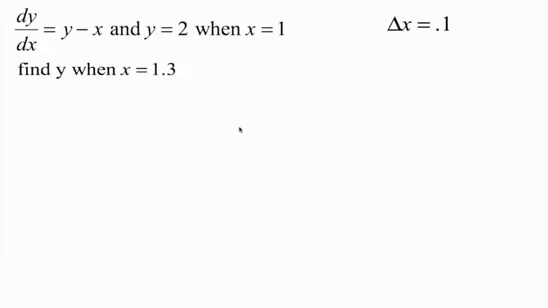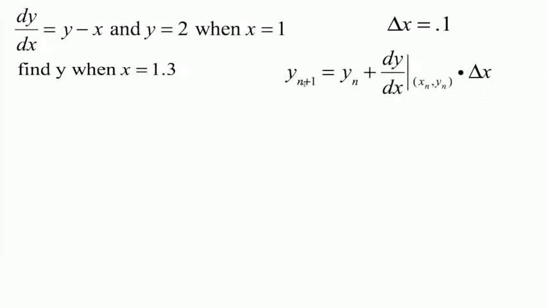All right, what we want to do is find a new function of y where x is 1.3. So in other words, we're trying to find y at 1.3. But the problem is we can't find y as a function, because the derivative has x and y in it, which means we can't find an antiderivative, so we can't find a function of y. So what we're going to have to do is use Euler's method.